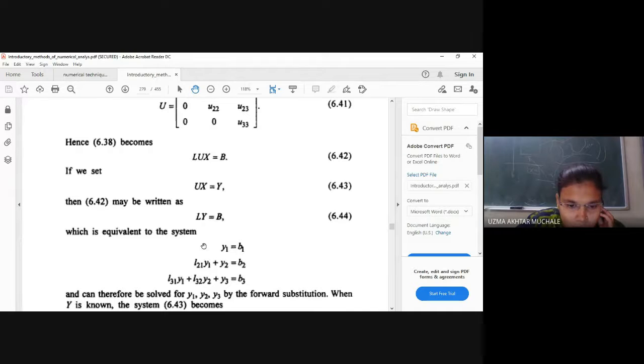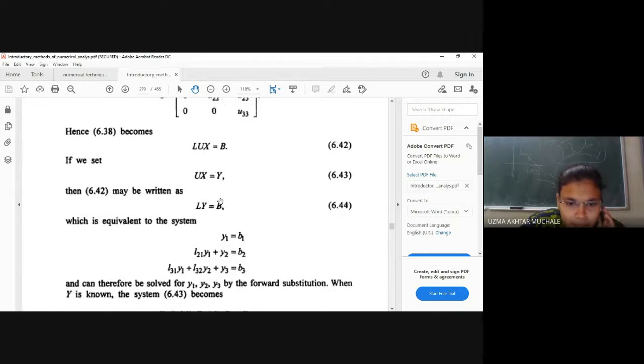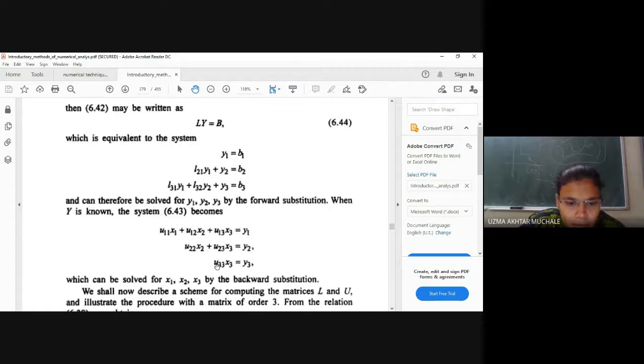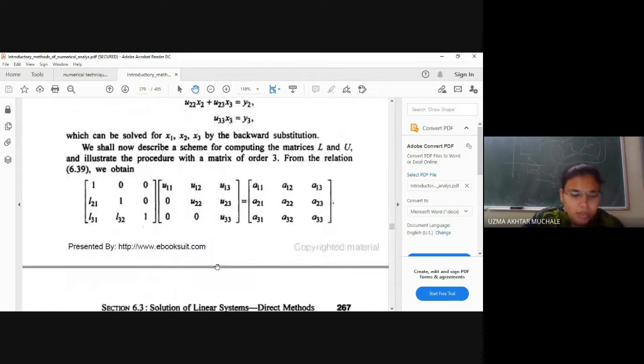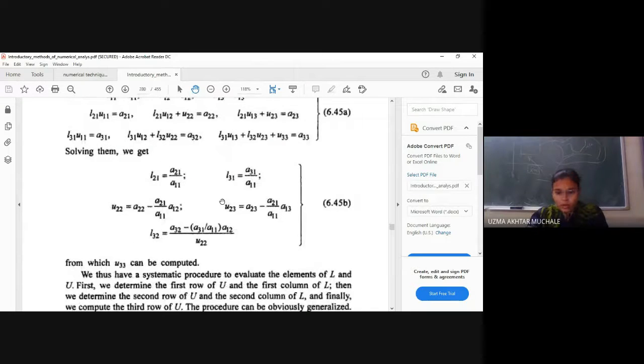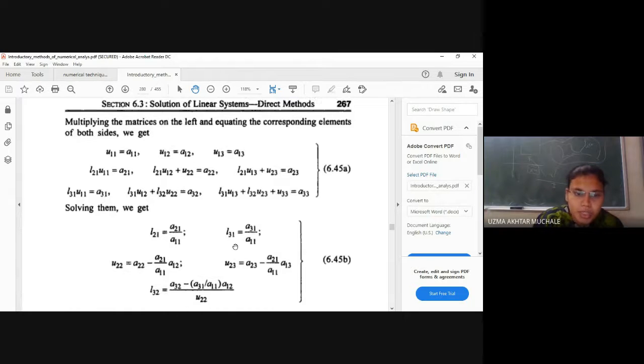Since L is lower triangular, you already know the upper entries will be 0. L is known to you, Y has the entries y1, y2, y3, and after multiplication you will get the result. With the help of this, you can find the answer. Here you get LU equal to matrix A. Now this is the important part: you have to remember this formula. There is no other option if you want to solve an example using the LU decomposition method.